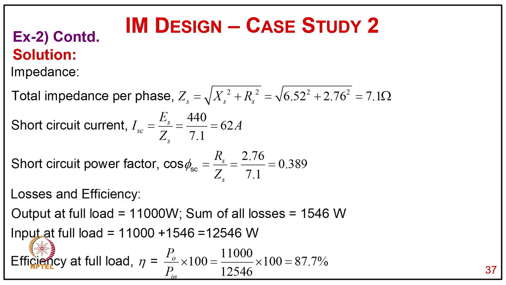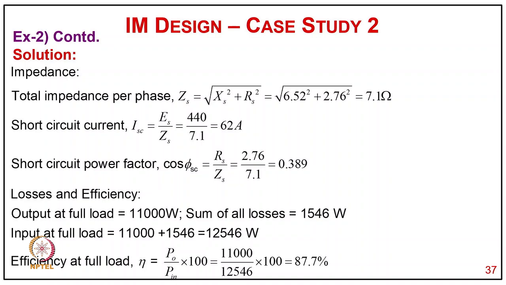Now the total impedance per phase Z is equal to under root X square plus R square, that comes to 6.52 square plus 2.76 square, or 7.1 ohm. And now the blocked rotor current is IS equal to ES upon ZS, that is 440 upon 7.1, 62 ampere. And the blocked rotor power factor cos phi is equal to RS upon ZS, that is putting the value 2.76 divided by 7.1, 0.389.